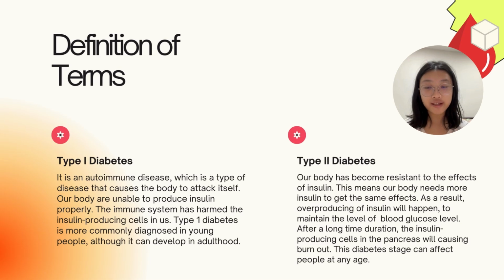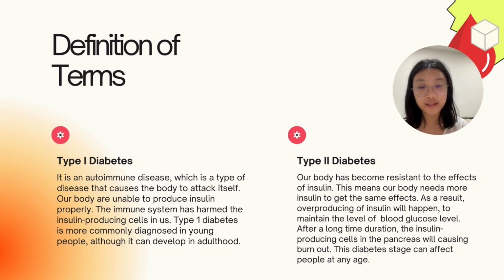Type 1 diabetes is an autoimmune disease, a type of disease that causes the body to attack itself, and the body is unable to produce insulin properly. The immune system has harmed the insulin-producing cells in our body. Type 1 diabetes is more commonly diagnosed in young people, although it can develop in adulthood.